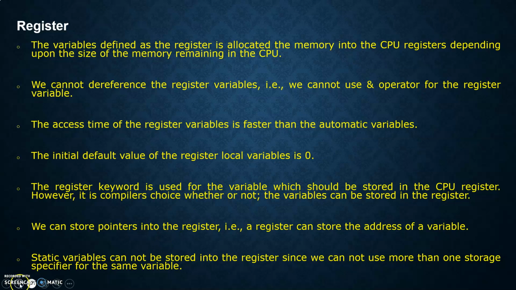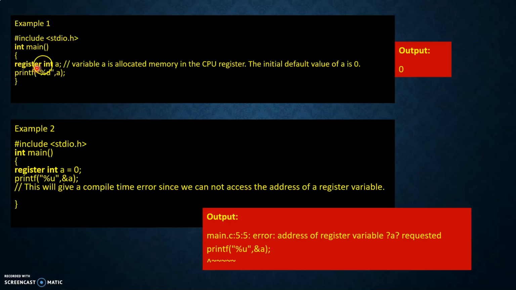It is quite clear to us. Take the example. Here I am using the keyword register int. That means variable A is allocated in the CPU register, or is allocating memory in the CPU register. The initial value of a register variable is always 0. I have told you. Okay. So take another example. Output is 0.